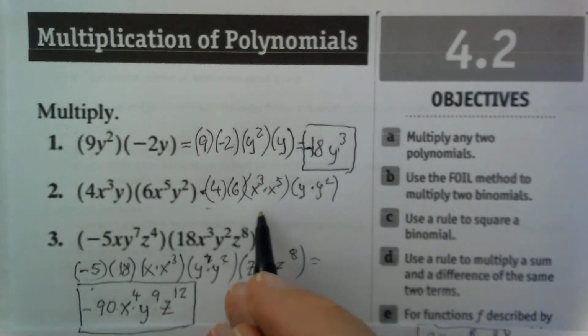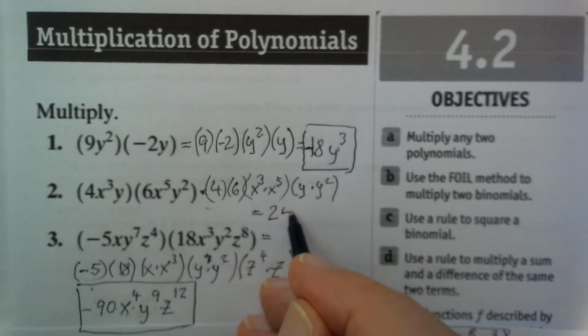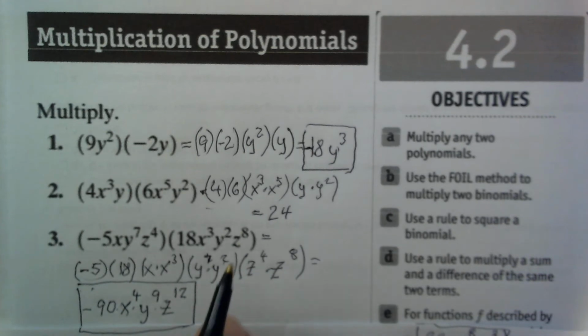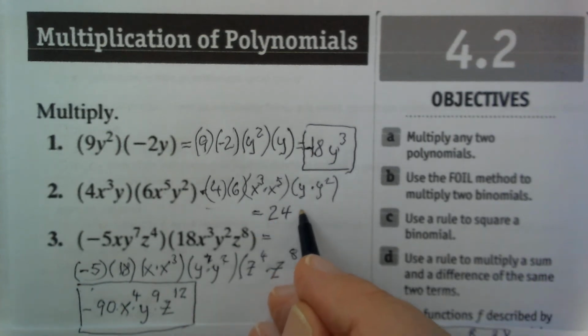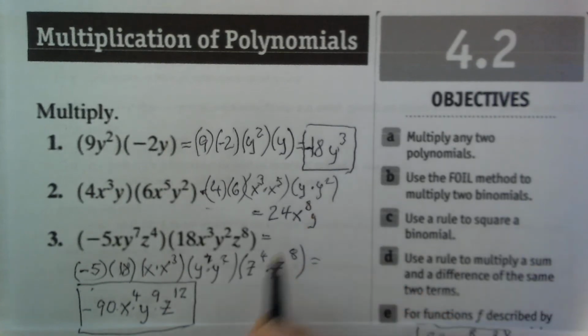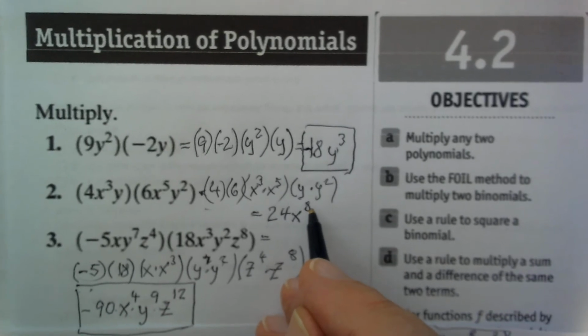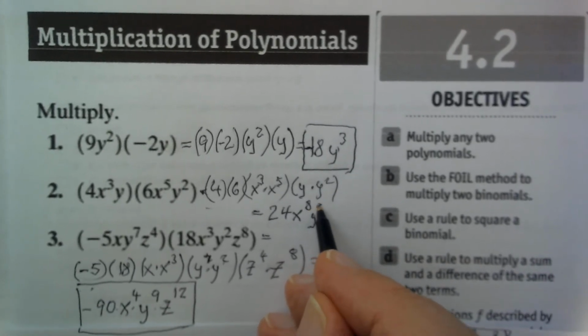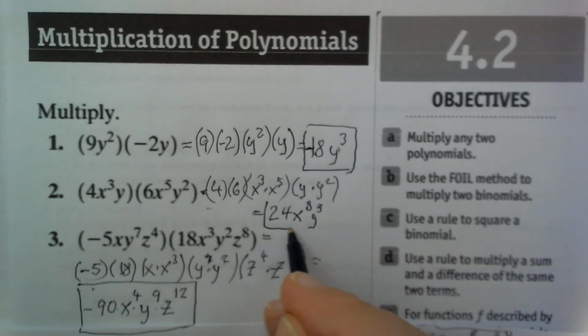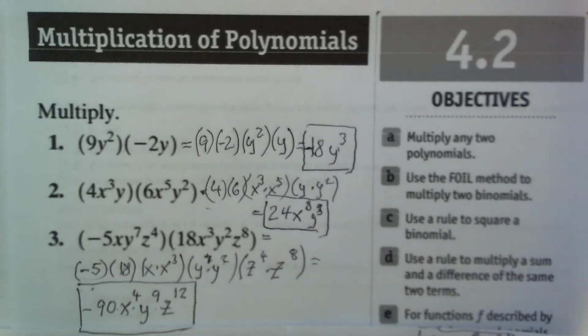Well, let me write the final answer for the previous exercise. There was 24 x to the 8th, y to the third, that's 3 here. Okay, we get all the answers here.